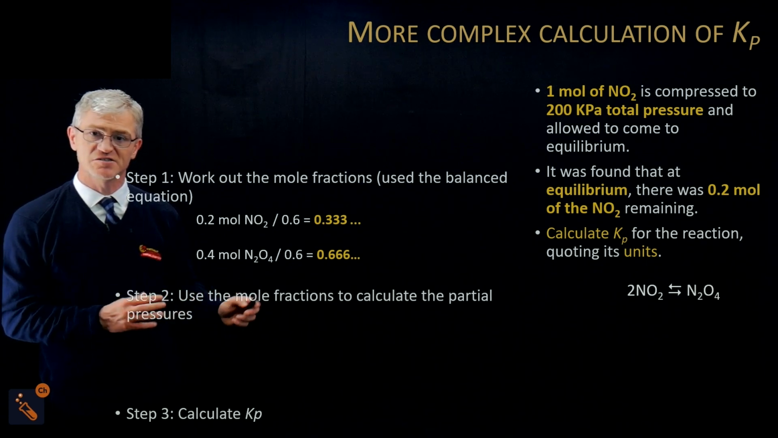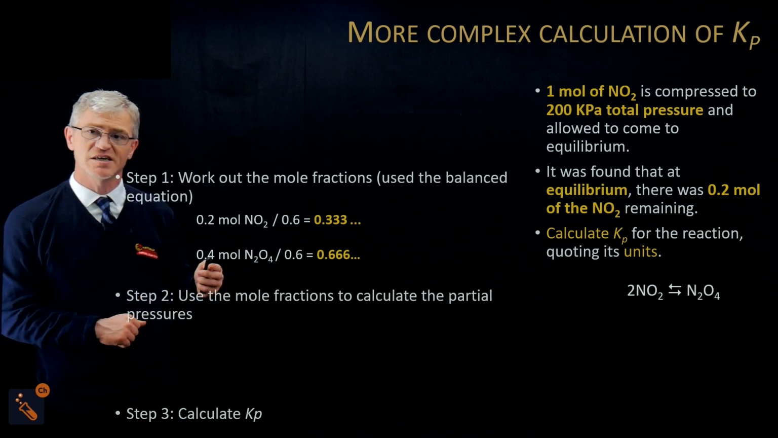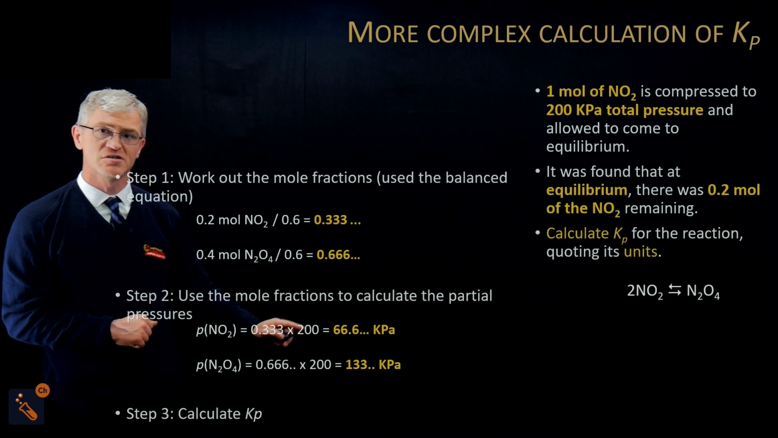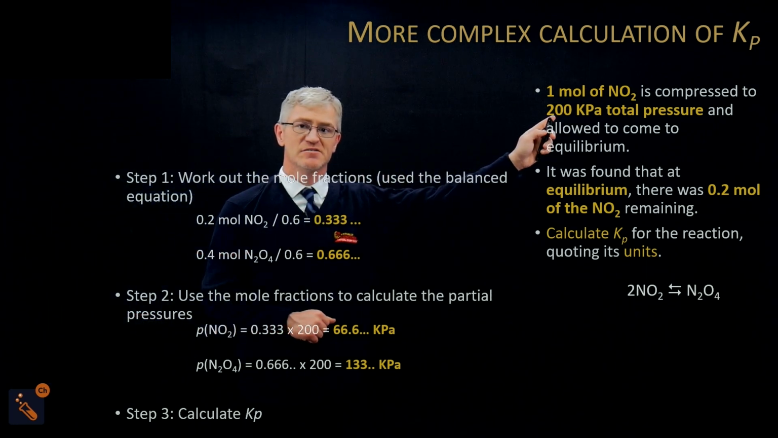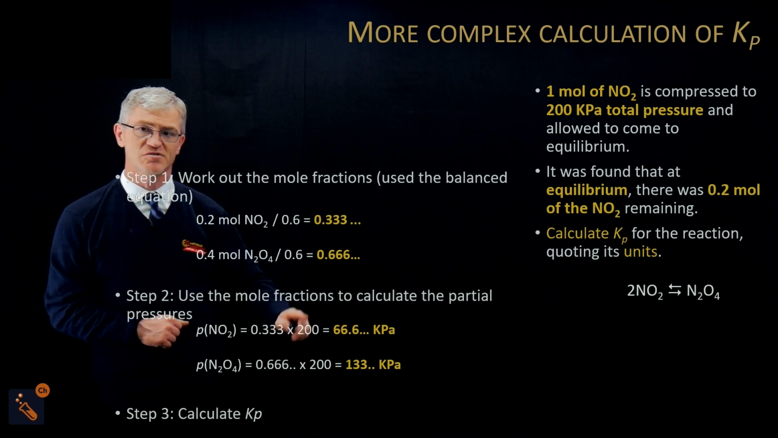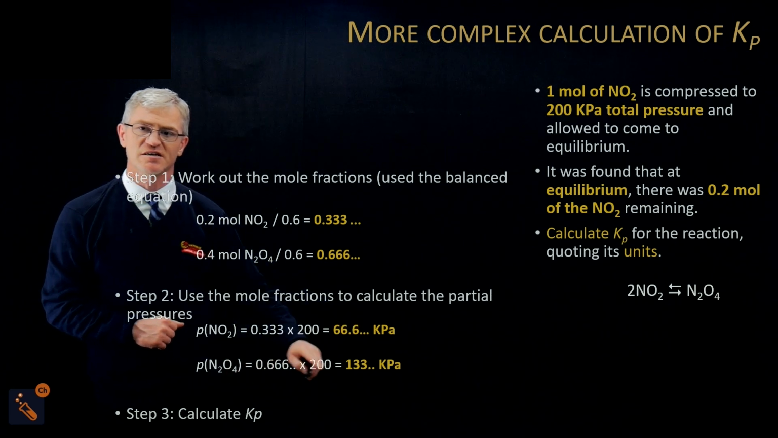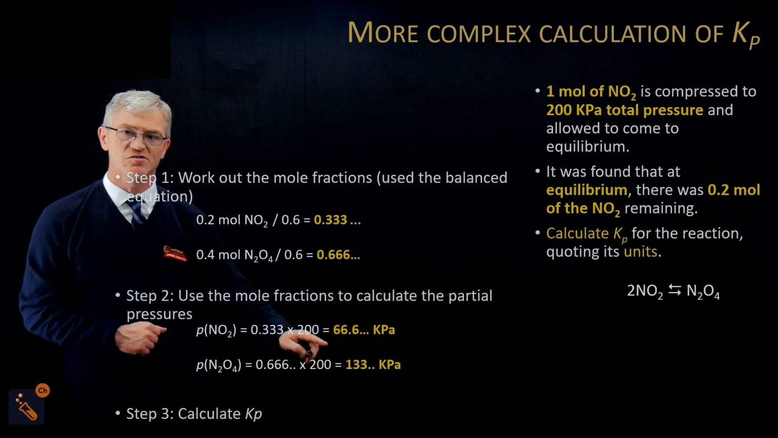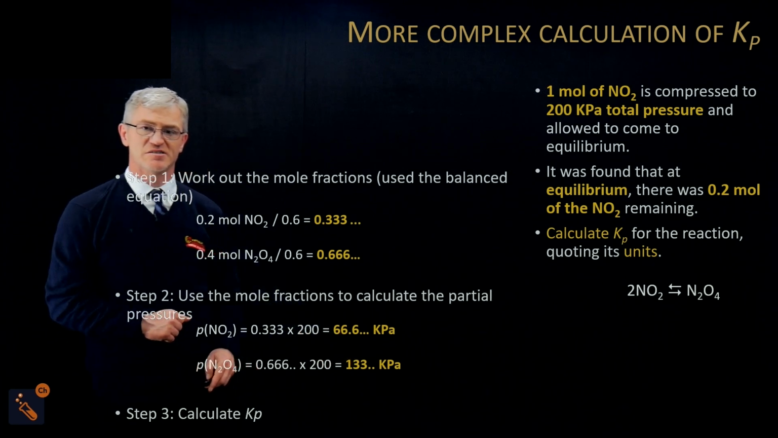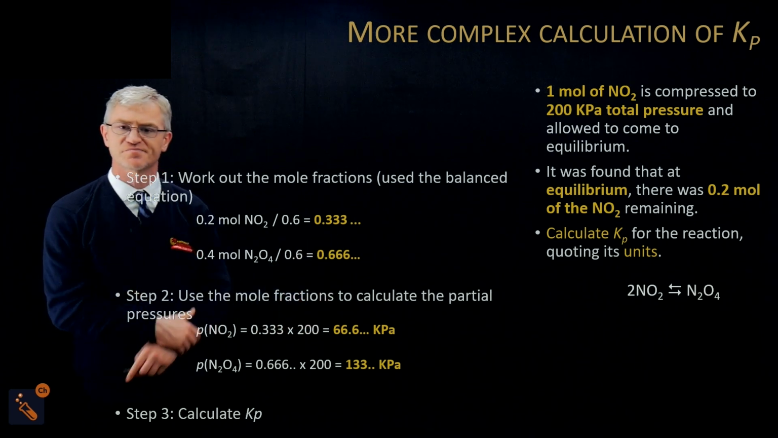Then we use the mole fractions to calculate the partial pressure. Again, you can stop the video and do any of this yourself. What we do is multiply those by the total pressure. The total pressure is 200, and it came in kilopascals. So 200 times 0.33 is 66.6 kilopascals. And then for the N2O4, 0.66 times 200, which is 133 kilopascals. Again, we're going to use the whole number in the calculator, which is why we've got the 3 dots.